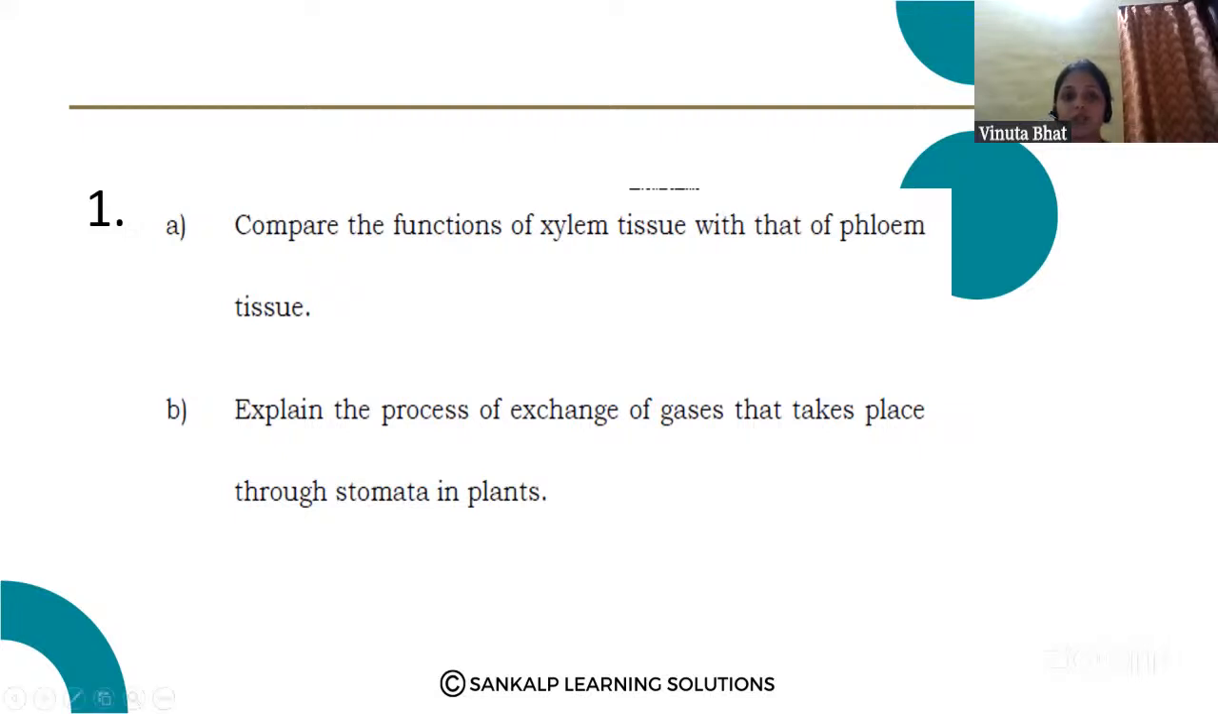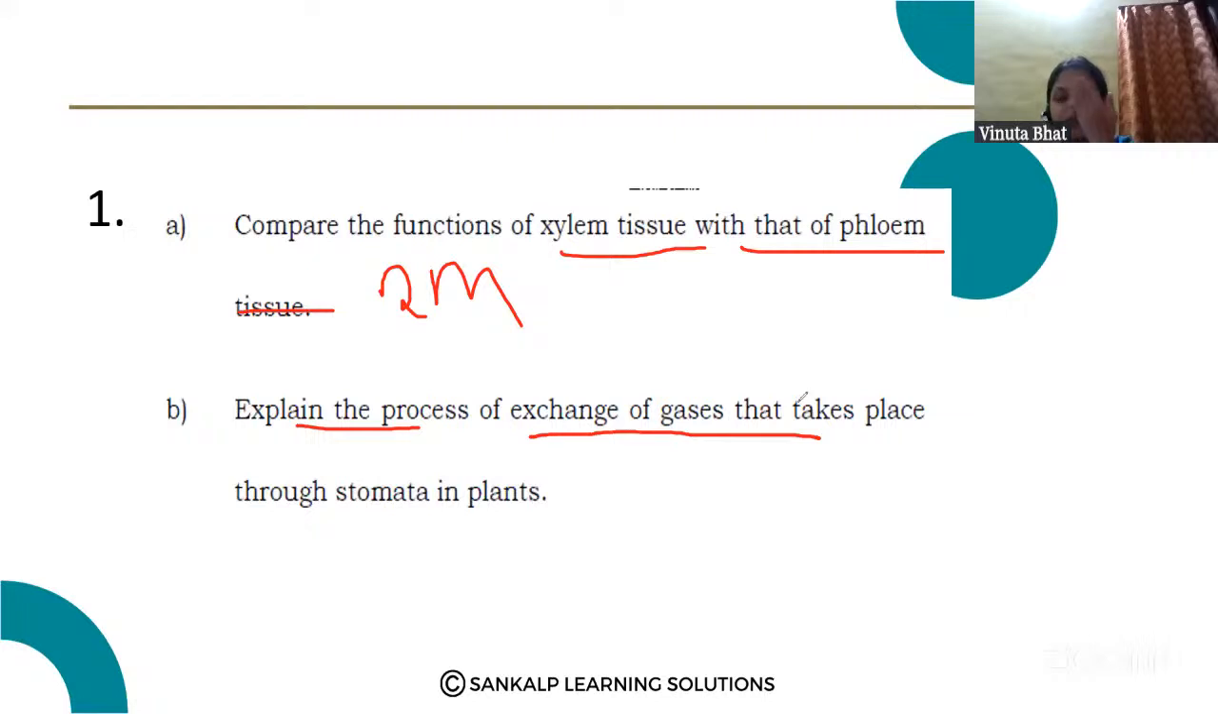The first question is, compare the functions of xylem tissue with that of the phloem tissue. This is a 2 mark question. And explain the process of exchange of gases that takes place through the stomata. Here, see, it says compare the xylem and phloem functions.